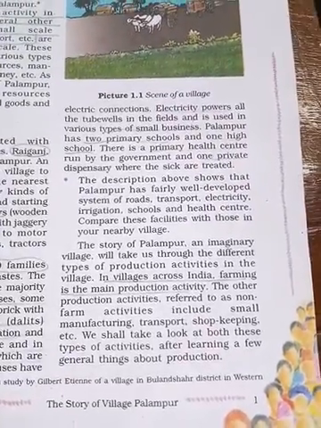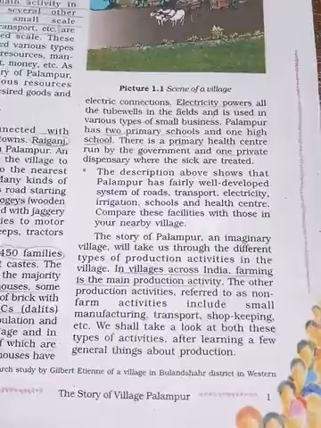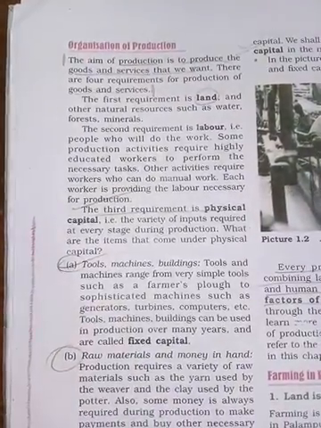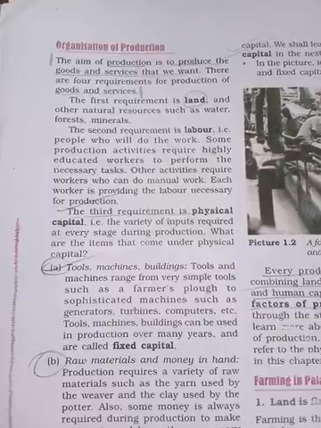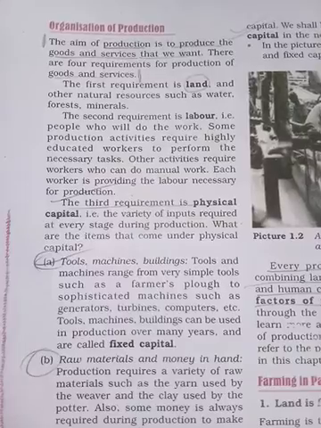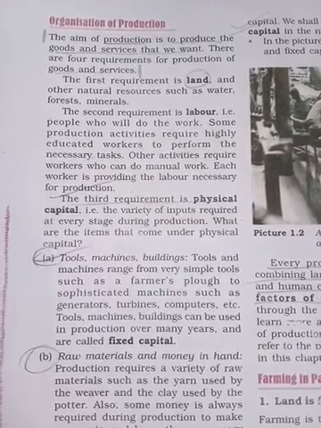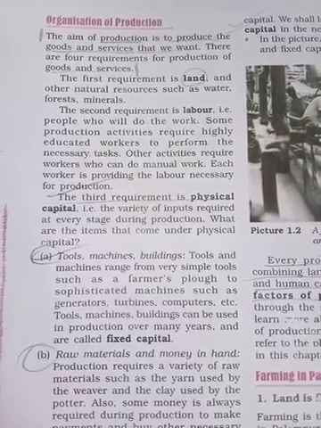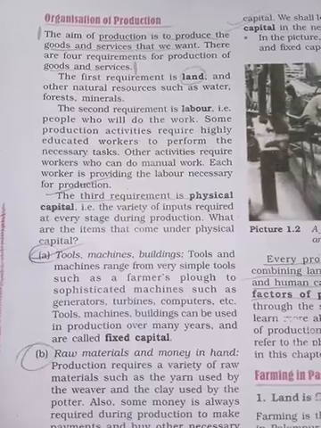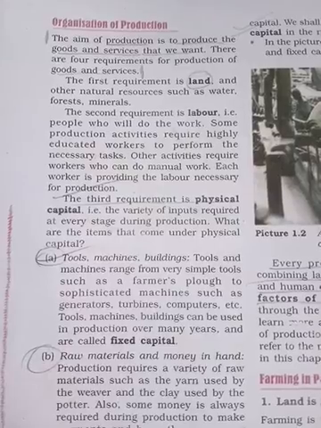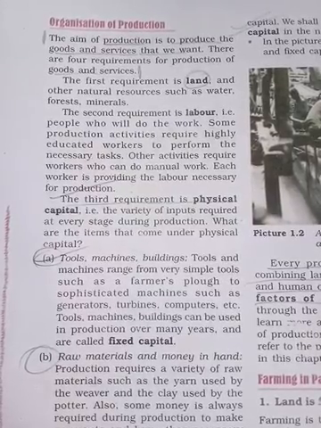So we shall look at both these types of activity after learning a few general things about production. Let us learn the organization of production. The aim of production is to produce the various goods and services that we want. There are four requirements for production of goods and services. That means the aim of production, why we are doing production, is to fulfill our needs. They produce different goods as well as services.